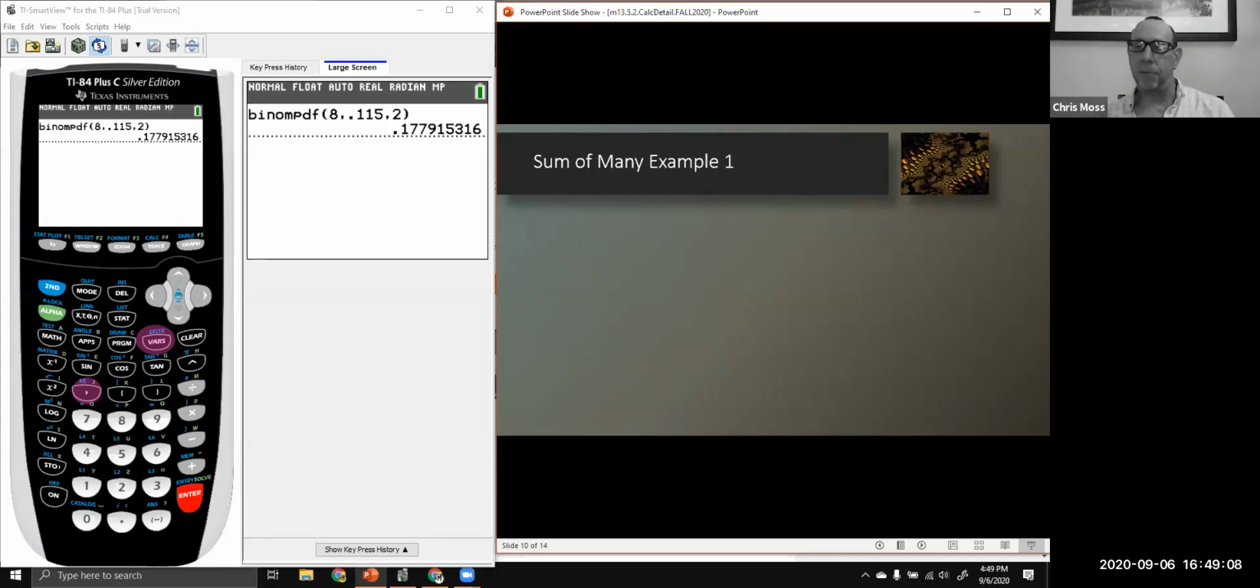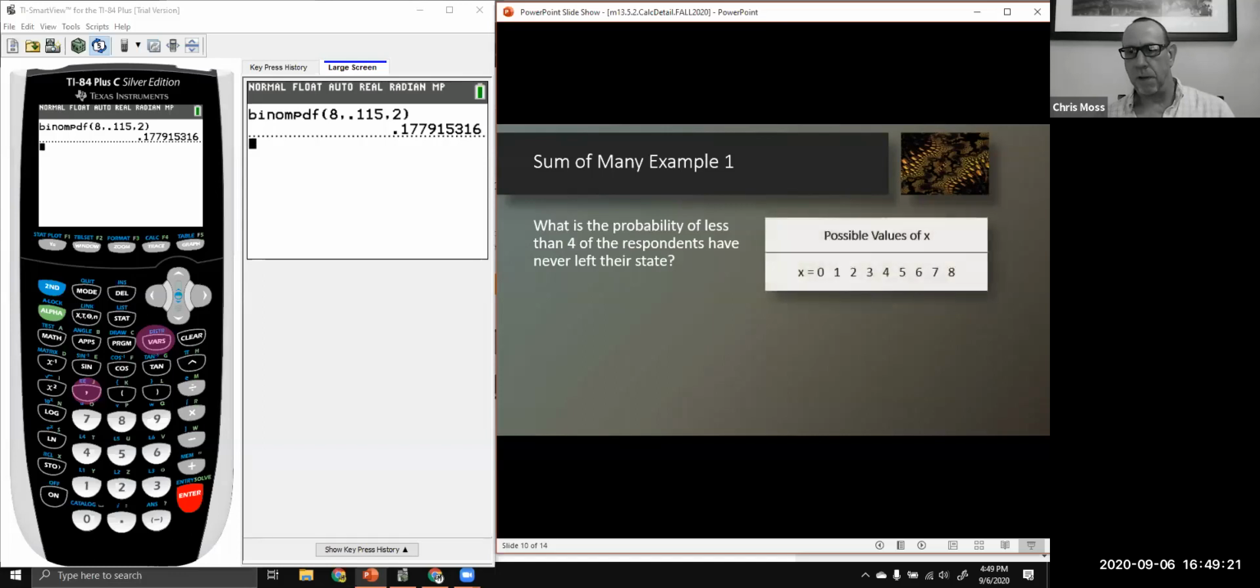Now, these examples, though, come in several different forms, and these are truly challenging. So let's take a look at them. What is the probability of less than 4 of those 8 respondents having never left their home state? So, less than 4 of the 8. I am interested in possibly 0 of the 8, 1, 2, or 3 of those 8 individuals having never left the state. So that's my probability. It's a sum of many.